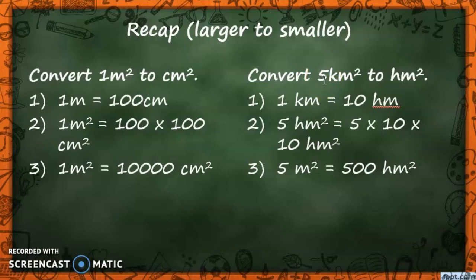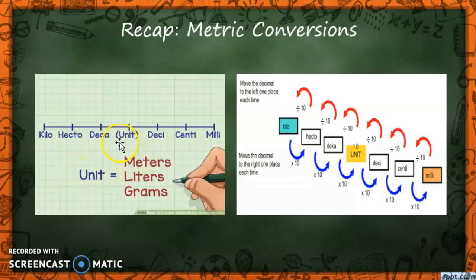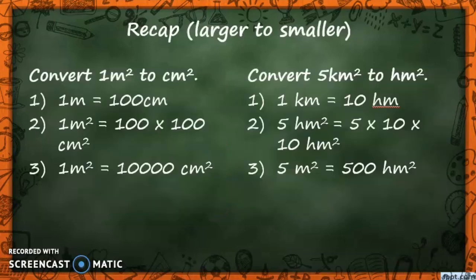So let's convert 5 kilometers square to hectometer square. Alright? So first, what does 1 kilometer equal in hectometer? So we look at the metric line. We're at kilometer. I move to hecto. So we multiply by 10 once. Alright? And that means that 1 kilo will equal 10 hectometers.